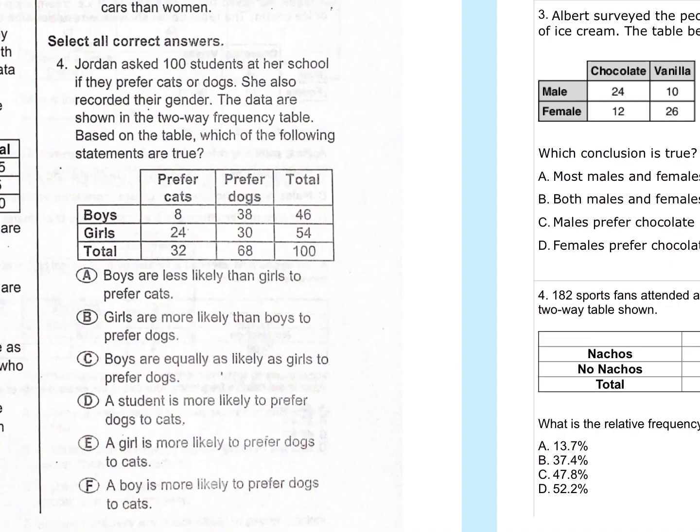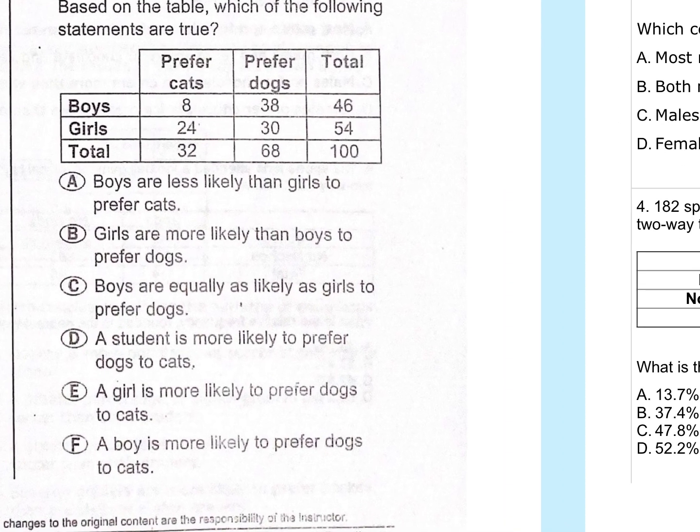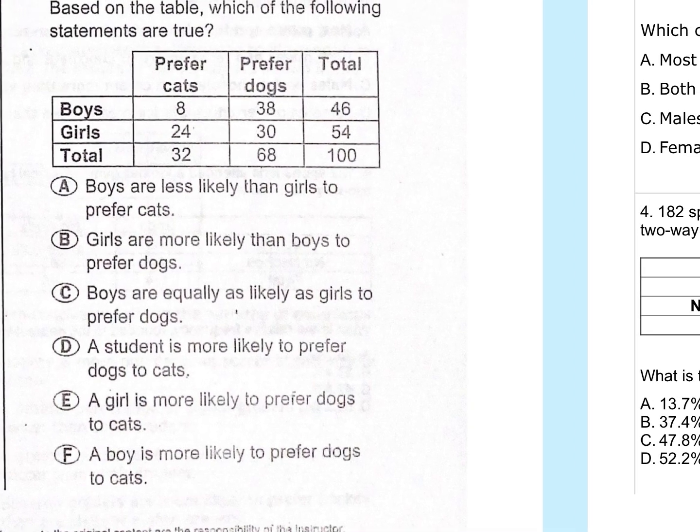Number 4, Jordan asked 100 students at her school if they prefer cats or dogs. She also recorded their gender. The data are shown in the two-way frequency table. Based on the table, which of the following statements are true? A says boys are less likely than girls to prefer cats. So I'm just going to go through and check each of these.